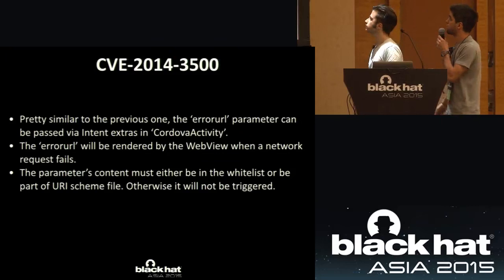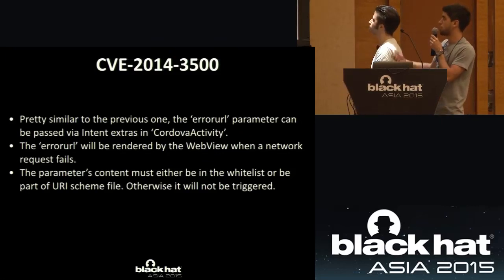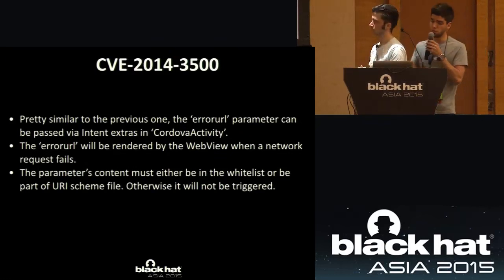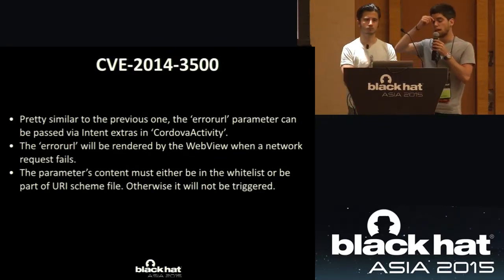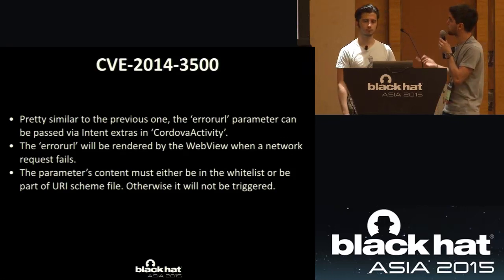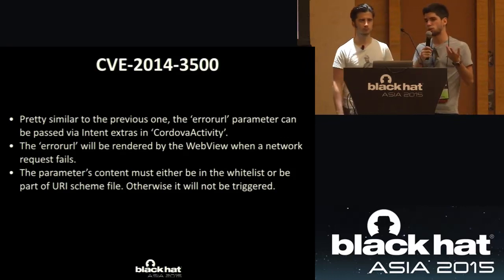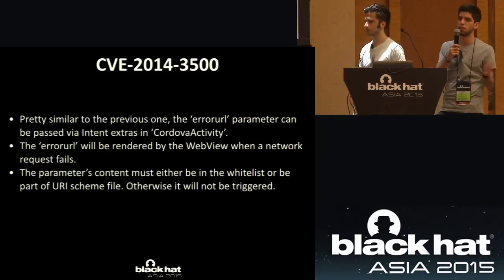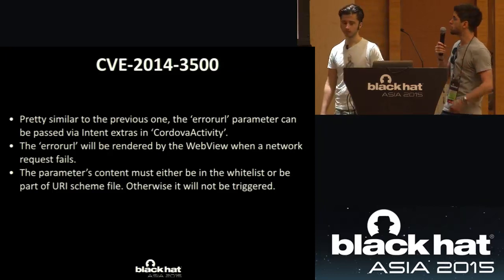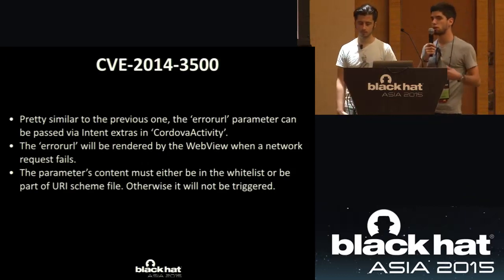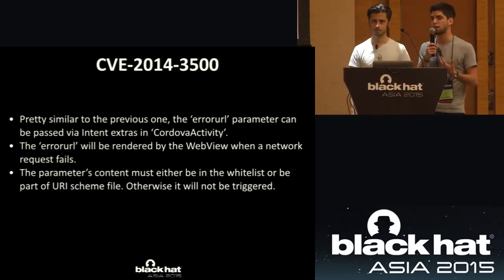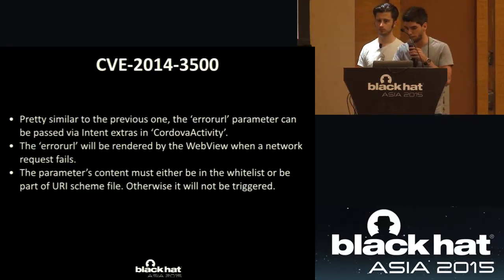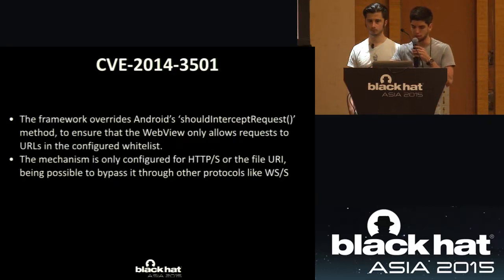But there is also another vulnerability with another parameter, which is errorUrl, which is basically the same as the previous ones explained. The only difference is that this one only works when there is a network request failure, which means that, for example, you are surfing the internet and suddenly you lose connectivity. So this parameter will be triggered, and so there is a chance for an attacker to exploit the user through this component. Basically, it's the same. It doesn't deserve to be mentioned in more detail.